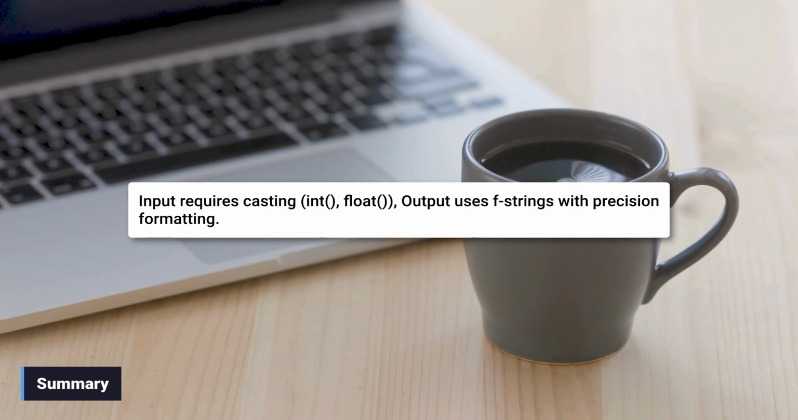To summarize, this program applies typecasting when reading numerical input and demonstrates how to use f-strings for clear, controlled output, like setting decimal precision for the GPA.